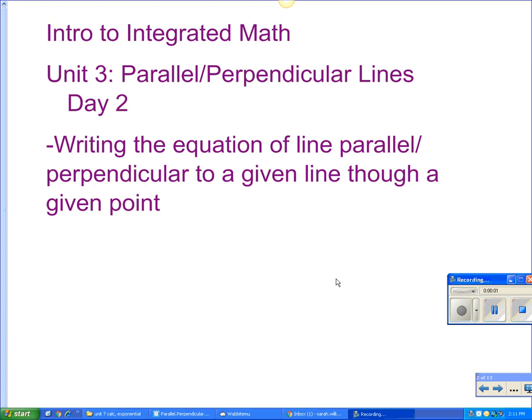Okay, so today we're going to write equations of lines parallel and perpendicular to a given line through a given point. All right, so here we go.